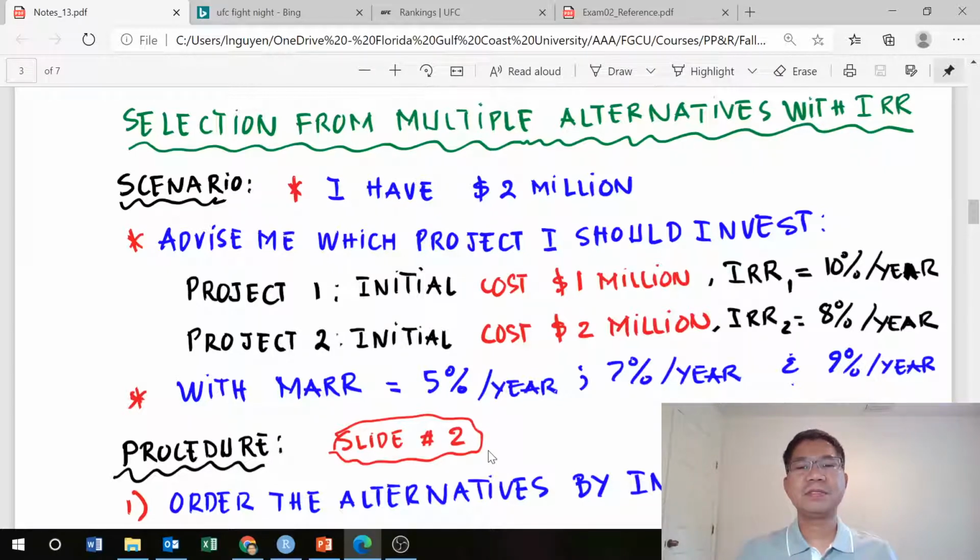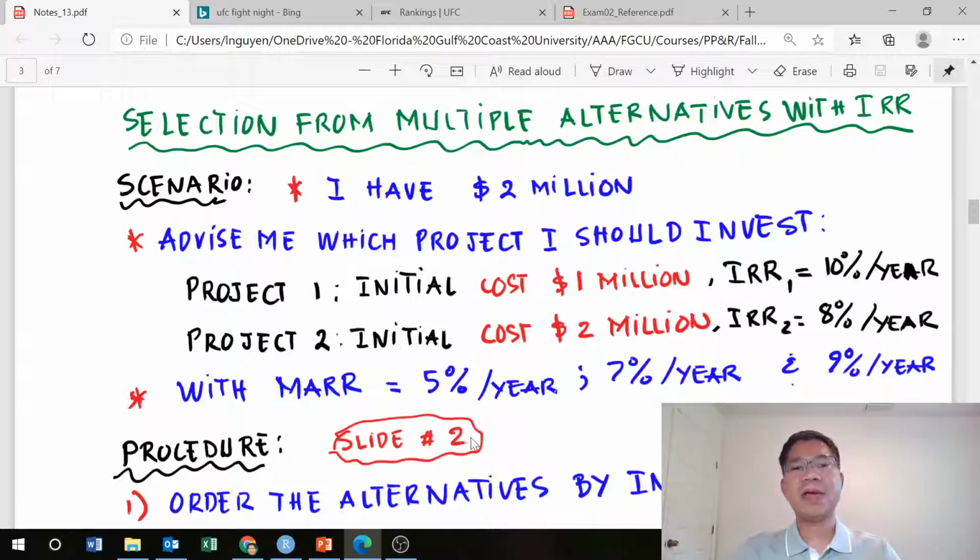And with this, by now you see that these two projects are mutually exclusive because I only have $2 million. If I go with project 1, then I cannot go with project 2 because project 2 needs $2 million. If I go with project 2, all my $2 million is gone, I cannot go with project 1. So I need to choose either 1 or 2. Of course, you can say do nothing, but in this case, I want to use my $2 million to make more money, and tell me which one I should go with.